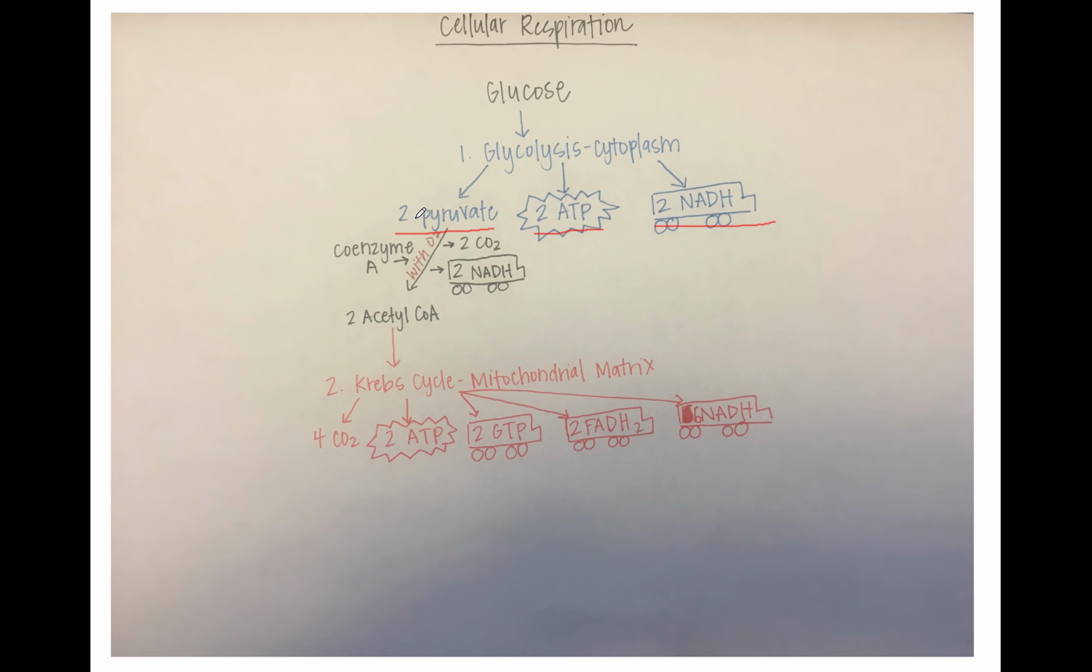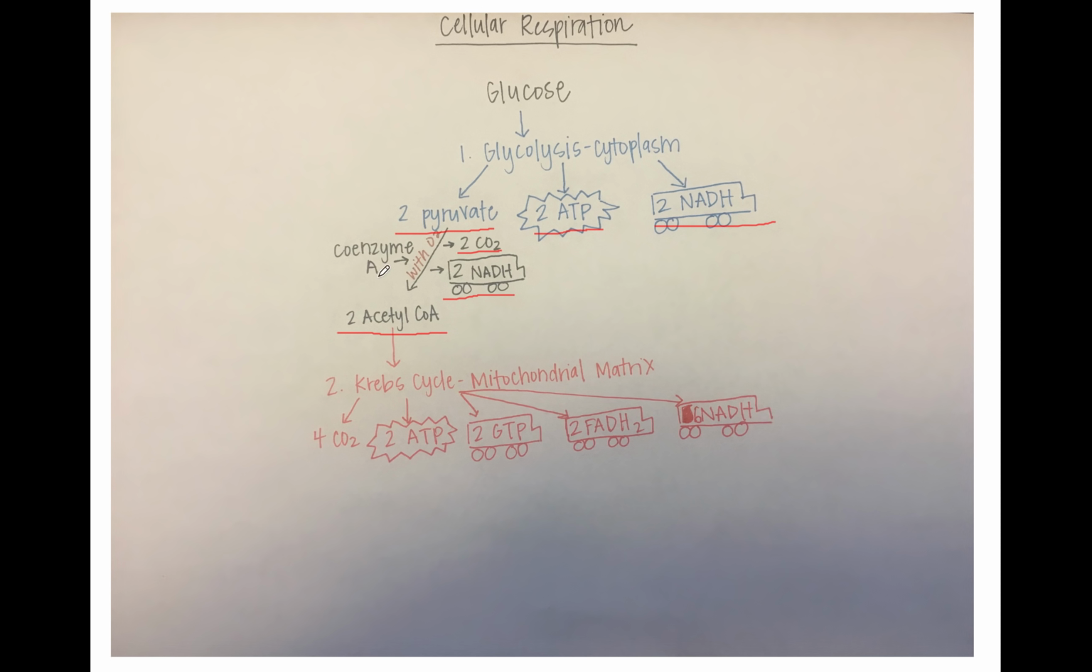So after glycolysis, we focus on the pyruvates. Pyruvates cannot enter the second step of cellular respiration, the Krebs cycle. They have to be transformed into a different molecule. To do that, pyruvate is going to get the assistance of coenzyme A, and when that reaction happens, it produces two acetyl CoAs. Acetyl CoA is the molecule that we need to enter into the Krebs cycle. From this reaction, we also get out two carbon dioxides as waste, and then two more NADHs.